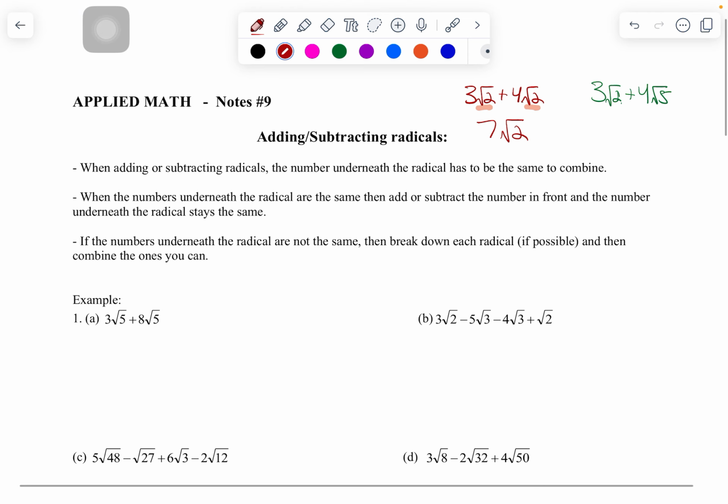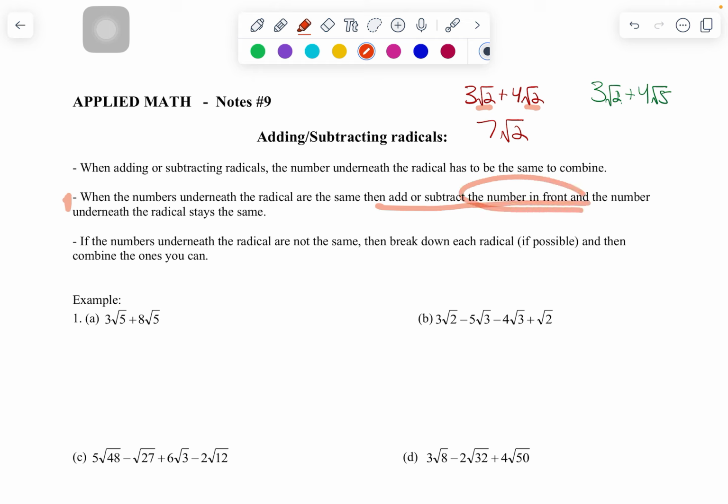So when the numbers underneath the radical are the same, add or subtract the numbers in front. Those are the coefficients. The number underneath the radical stays the same. And if the numbers underneath the radical are not the same, we're going to try to break it down. We're going to try to simplify those radicals, then combine the ones that you can.